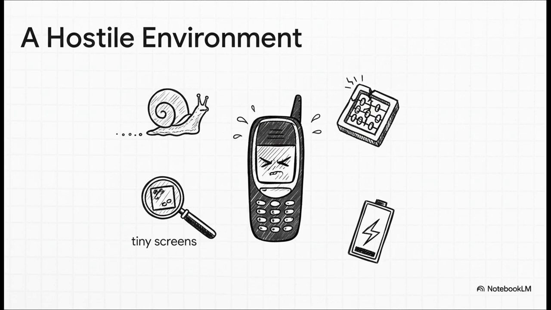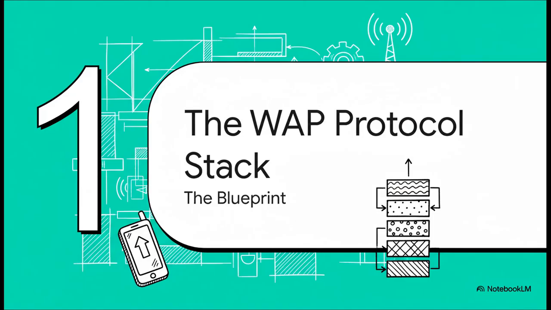Okay, let's really paint a picture of this hostile environment they were working in. We're talking about internet connections crawling along at 9.6 kilobits per second. That's slower than old-school dial-up. The processors in these phones were so weak, a modern smart toaster has more power. Throw in tiny black and white screens and almost no memory, and you can see why loading a normal web page was just impossible.